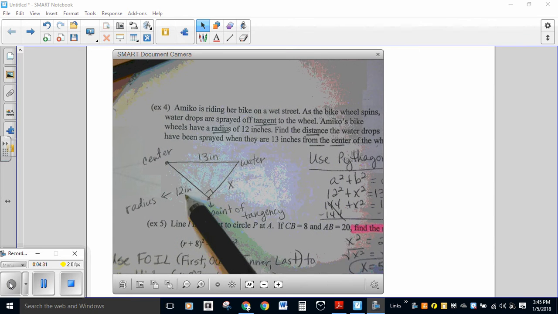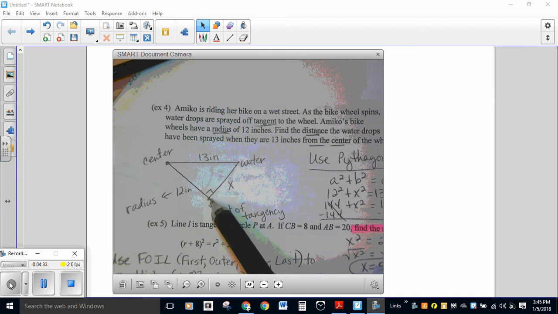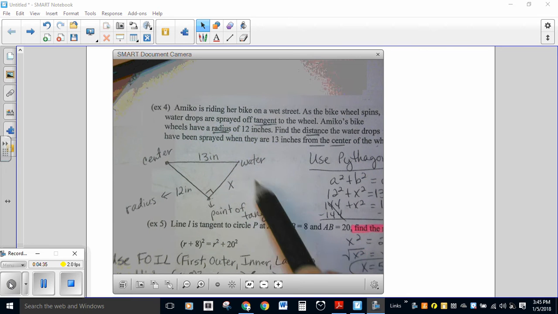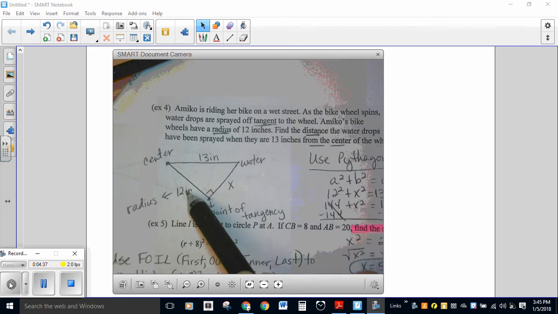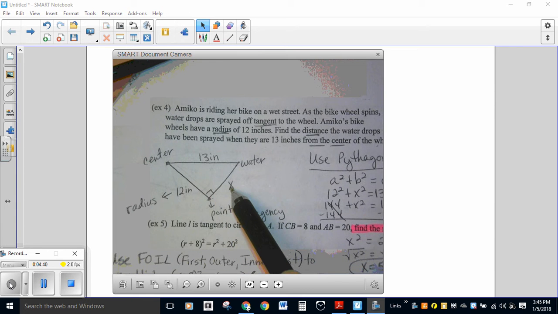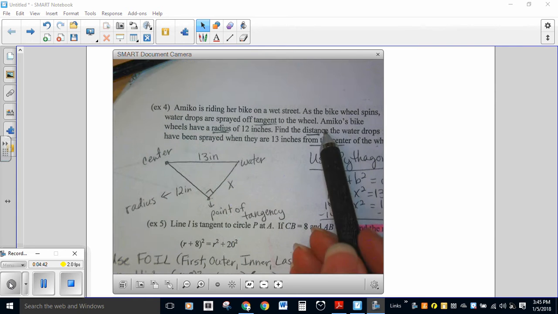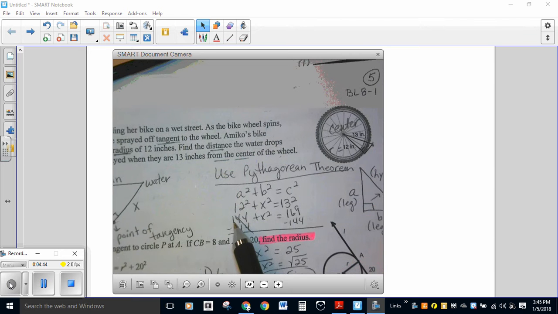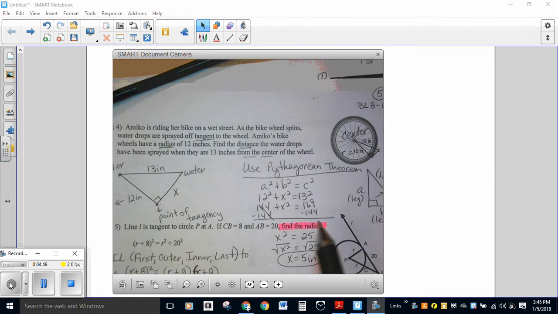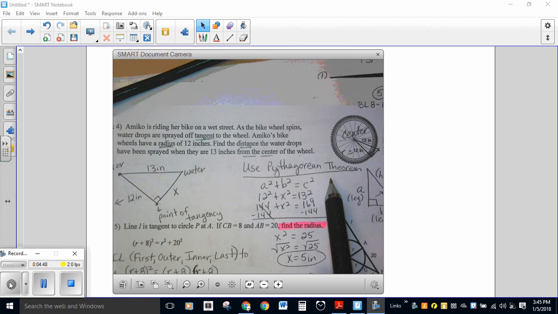We know that this point right here that's on the wheel is your point of tangency, and this is where the water's spraying. So we have 12 inches, 13 inches, and some distance that we asked to find up here. Find the distance. So we're going to go back and use what we've done before, the Pythagorean theorem. We learned about that last semester. You've also learned about it in Algebra 1.